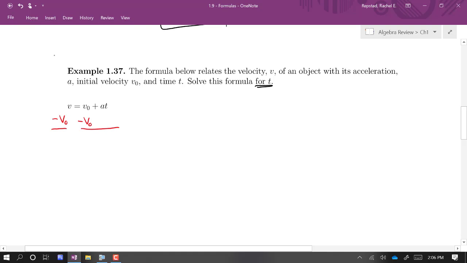On the left side, when I subtract v naught, I get v minus v naught. Those are not like terms. This is equal to a times t. Now if I want to get t by itself, t is being multiplied by a, so I'm going to divide both sides by a. And that gives us t equals v minus v naught divided by a.